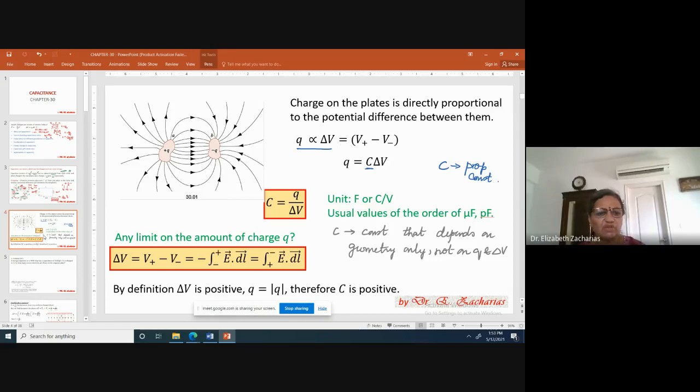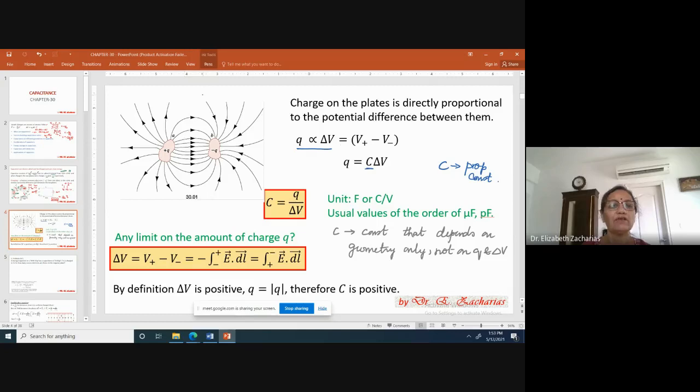Now, next I have asked you a question. Any limit on the amount of charge Q? That already we have answered. Charge transfer will be taking place till the potential difference of the battery becomes the same as the potential difference between the plates. So that's the limit on the charge. Next, now look at these two, this plus Q and minus Q. Let's go back to this figure 30.01. You can see that there will always be field lines starting from the positive and ending on the negative, right?